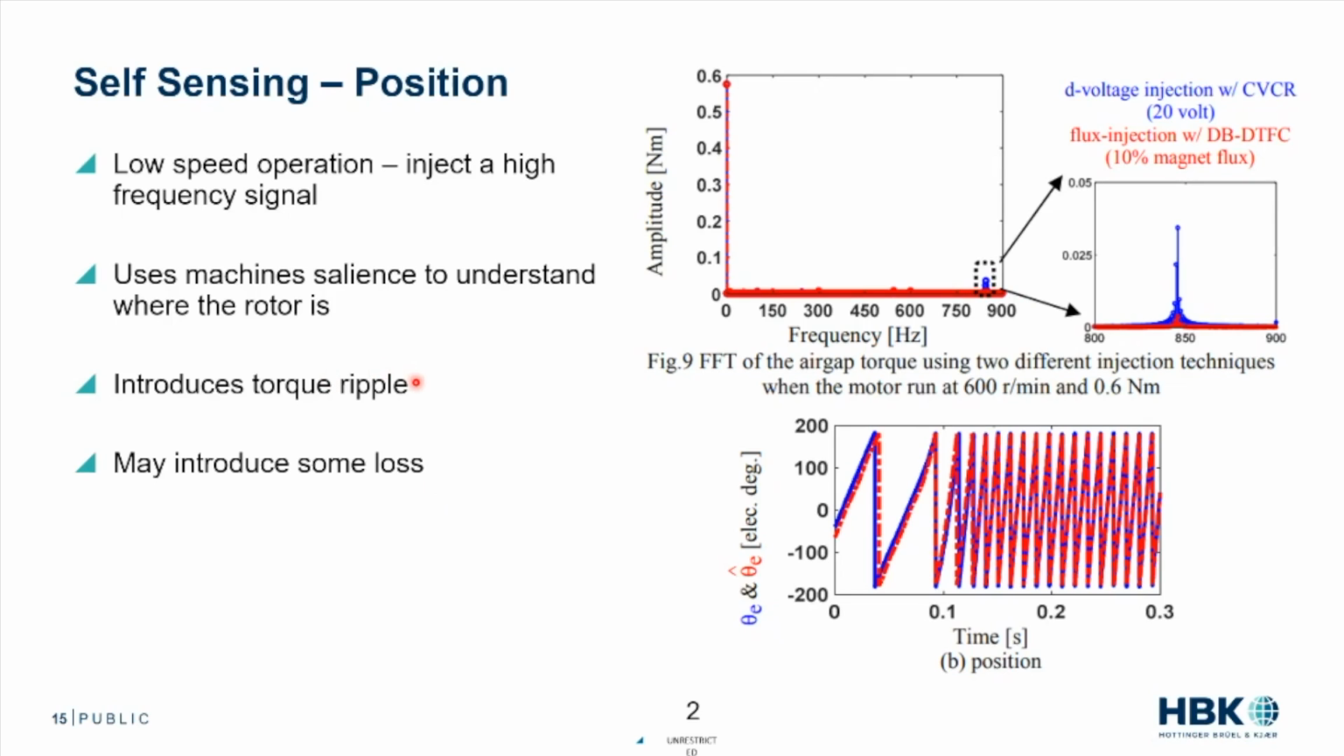Now, this might introduce some torque ripple. It might introduce some loss. But if we take a comparison of an angle encoder and the predicted angle from the harmonic injection, that tracks really nicely. So we can do clever things with understanding where the machine is, controlling the machine. So this is pretty cool. We can use things like high frequencies to predict where the machine is.